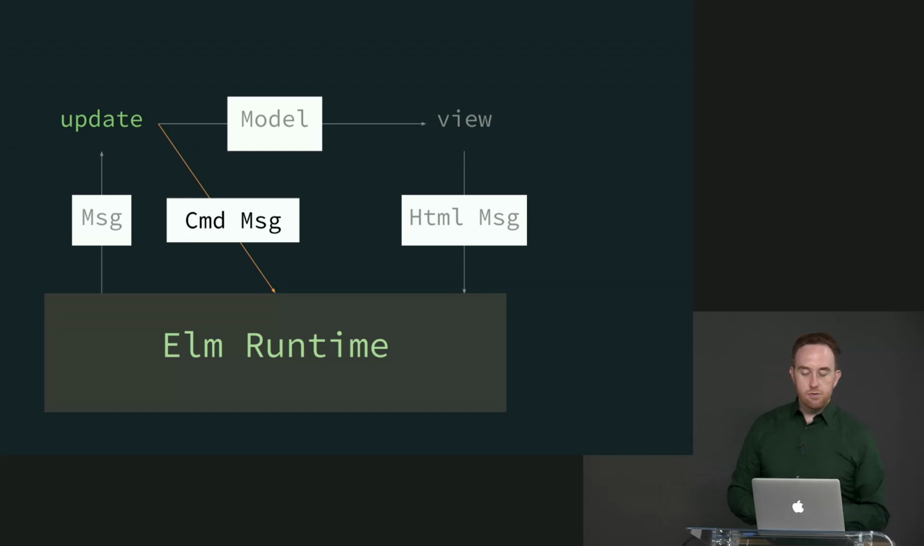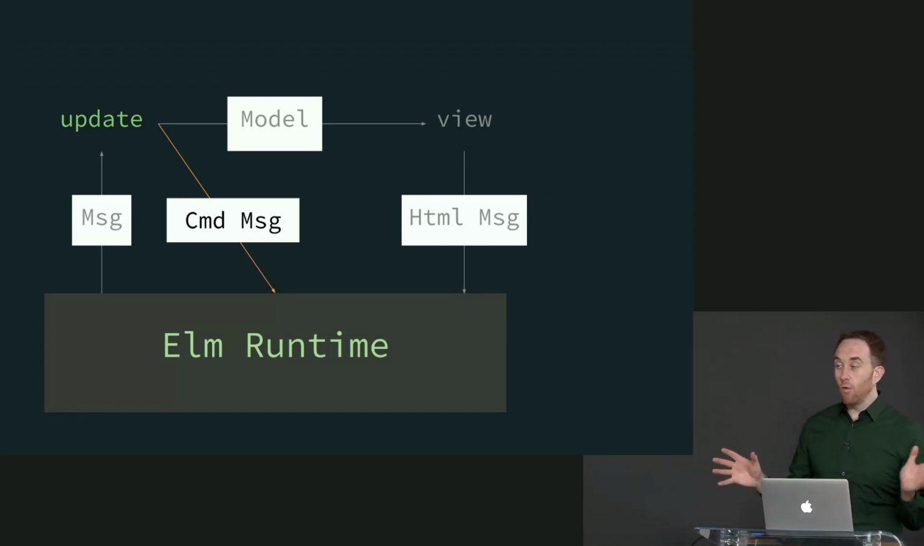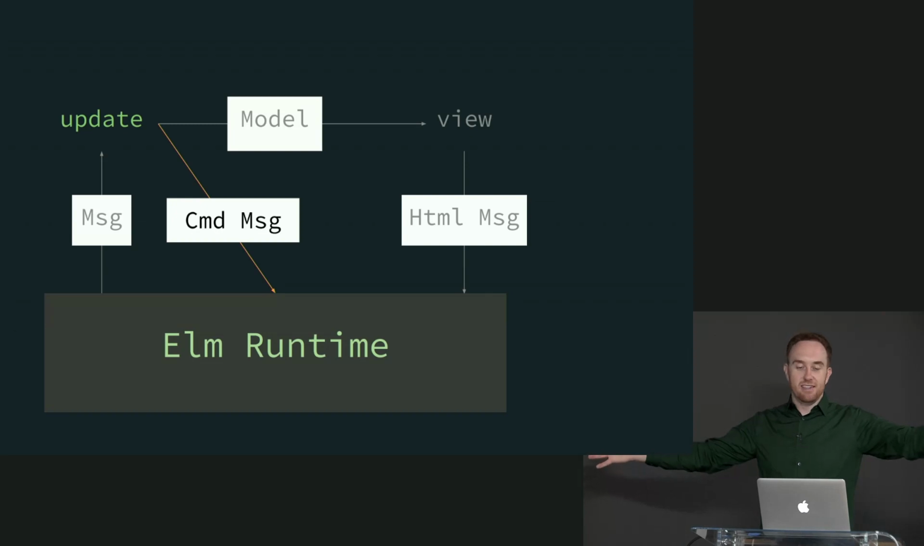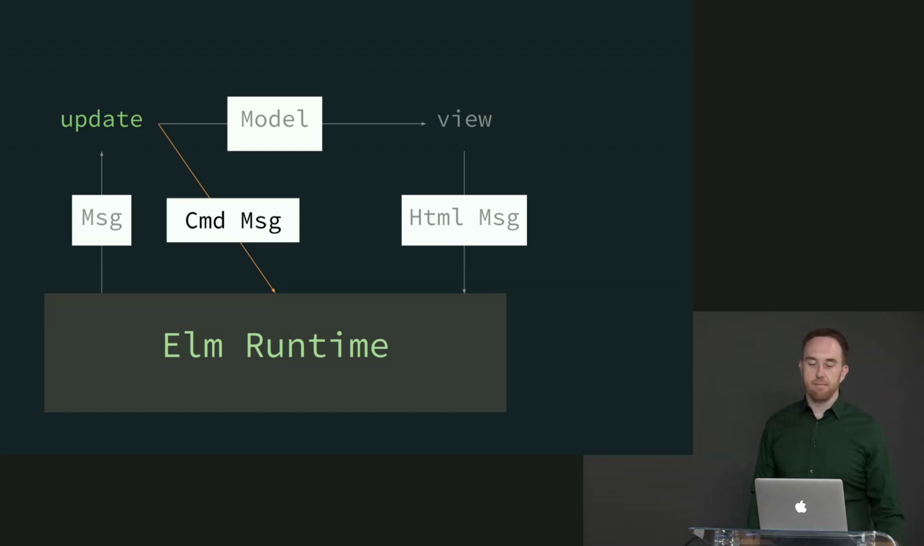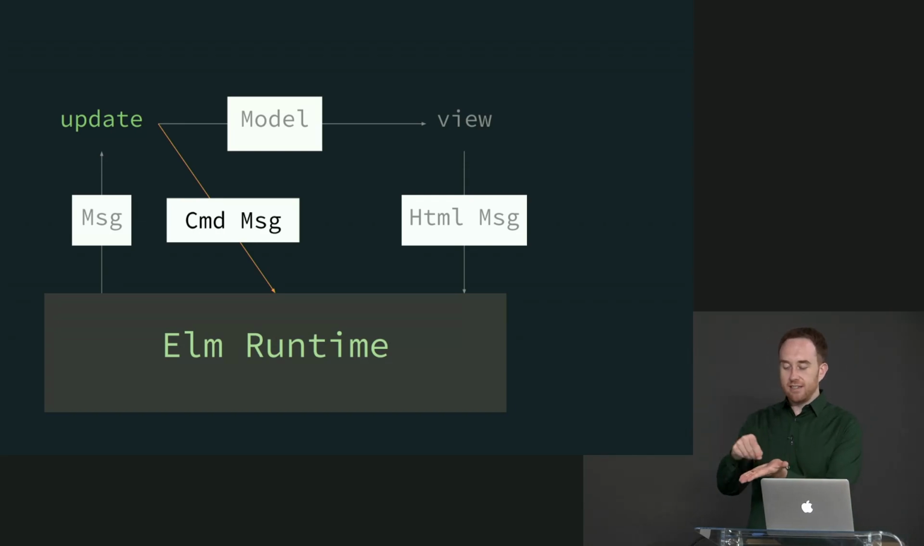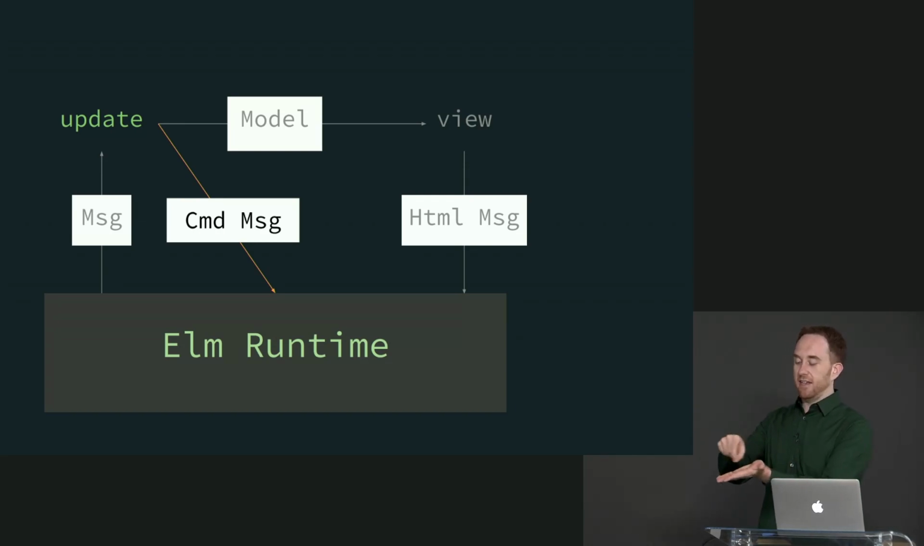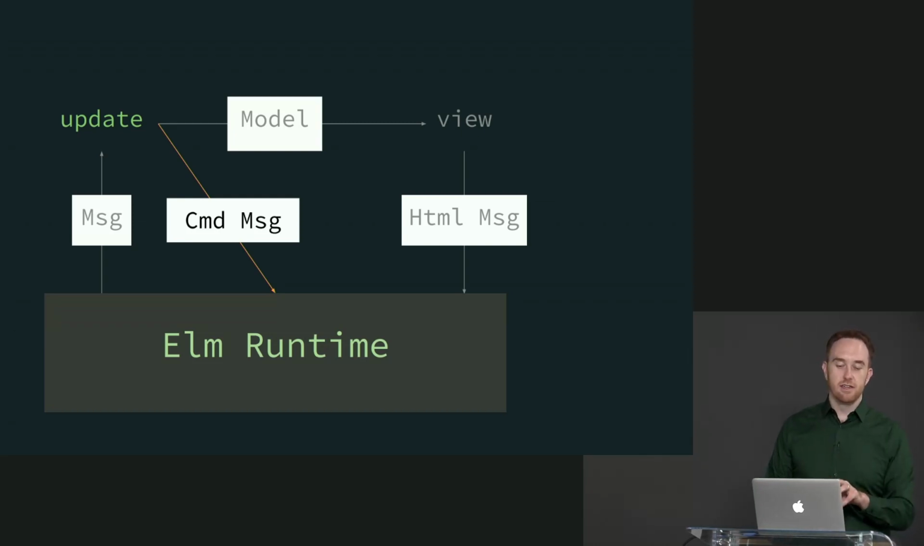Essentially, a command is a description of something that you want done. It's not a side effect in the sense that when you instantiate a command, nothing happens. If you want, you can instantiate 1,000 commands in a row inside update right away, and nothing will happen as a result of any of them. It's basically just a description written down saying, hey, dear runtime, please do this, and then tell me about what happens. Thank you.